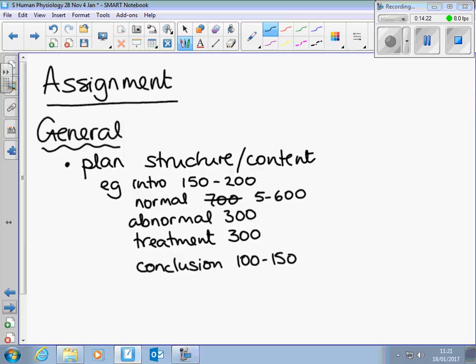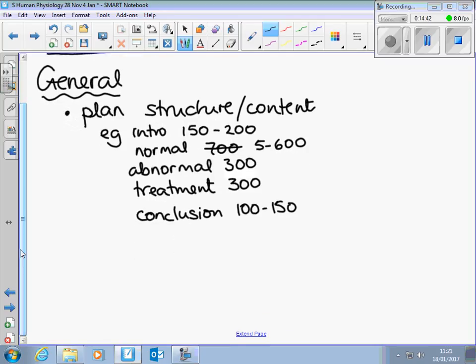So because it's a physiology unit, I would say the focus is on the normal. But it might be that you can get away with your 500 words on that bit, and then you might think, well, I can put a bit more into some of the other bits. But I would start with a plan for your content. All right.